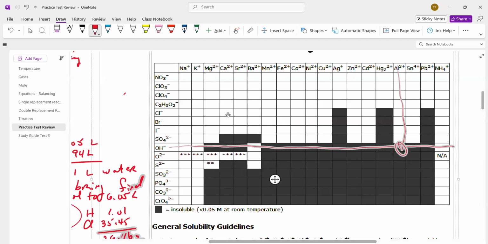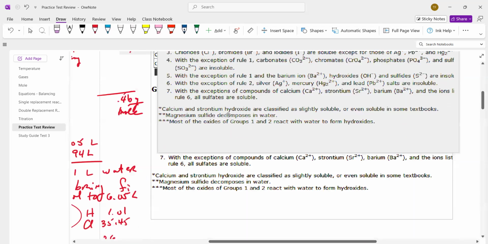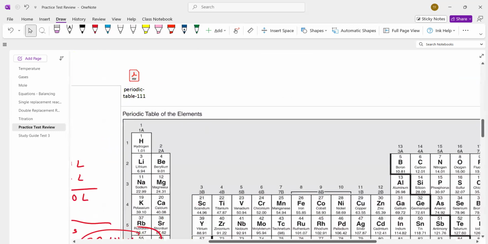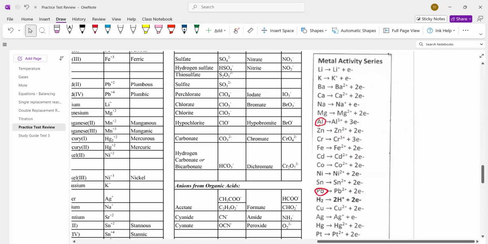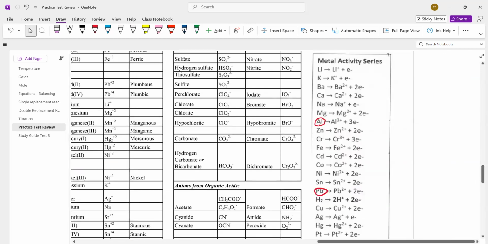Okay, here's aluminum again. Oops, wrong one. Okay, here's aluminum and here's magnesium above it. So is this reaction going to happen? No. Correct, no. The aluminum has to be above the magnesium for it to happen. It's not. So this will be a no reaction.